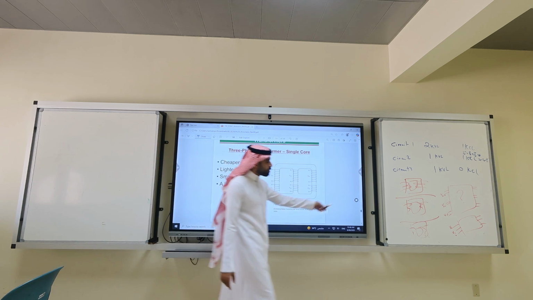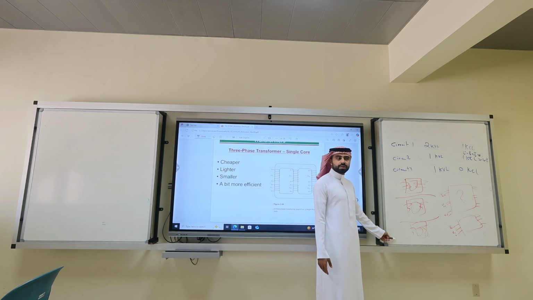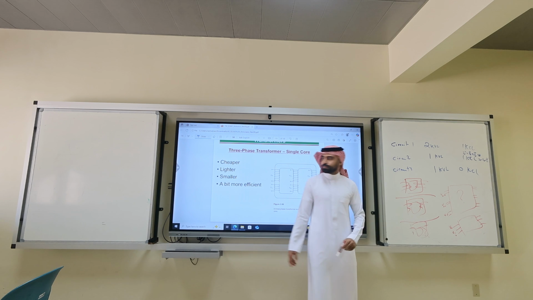And you cannot have the walls. Can you have the walls in a single core 3-phase transformer? No. You cannot have walls.